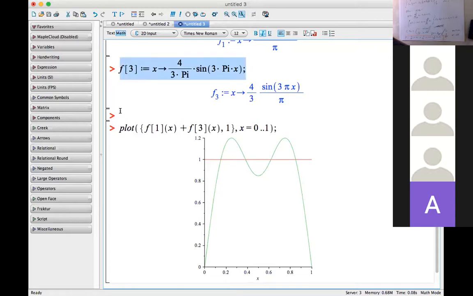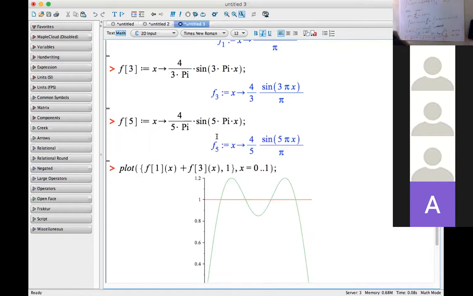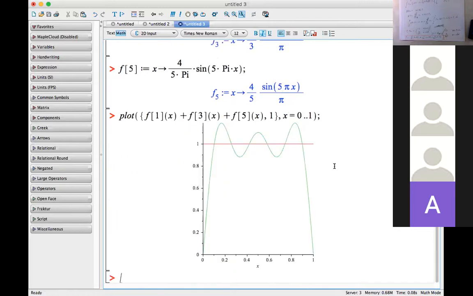Let's look at the next term, f5. And suppose I add in here also f5 of x. So the first 3 terms give us a graph that looks like that.